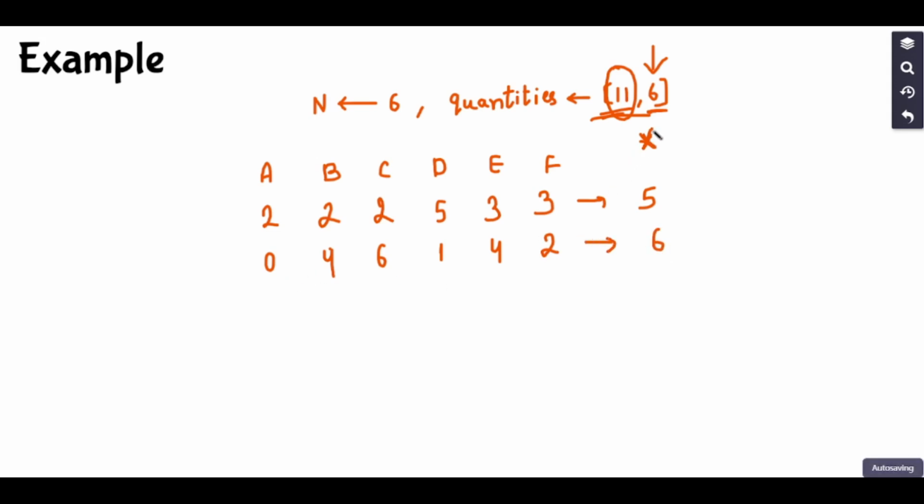And now this is basically x. What I want to do is to minimize this x. How can I do that?